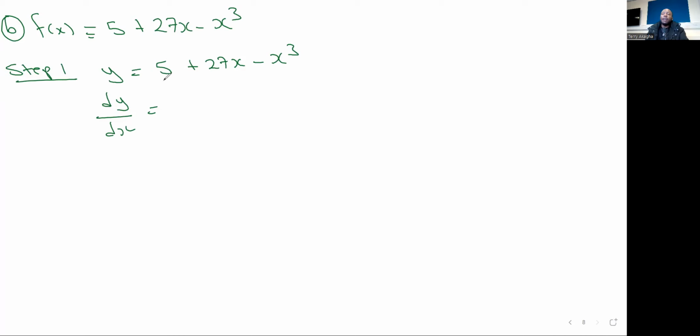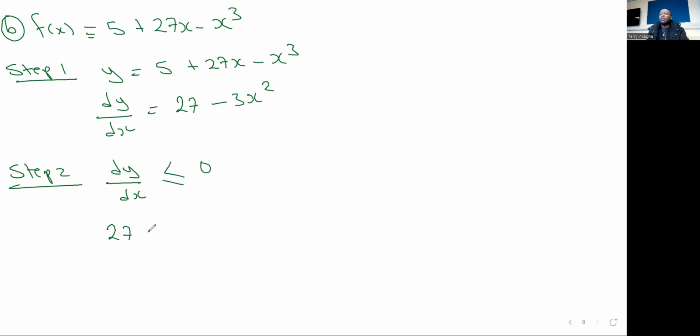If you differentiate 5, it will give you 0. If you differentiate 27x, it will give you 27. And minus x cubed gives 3 times minus 1, which is minus 3, and x with the power reduced by 1, so x squared. Now, because it's a decreasing function, dy over dx is going to be less than or equal to what? 0. So this gives us 27 minus 3x squared is less than or equal to 0.